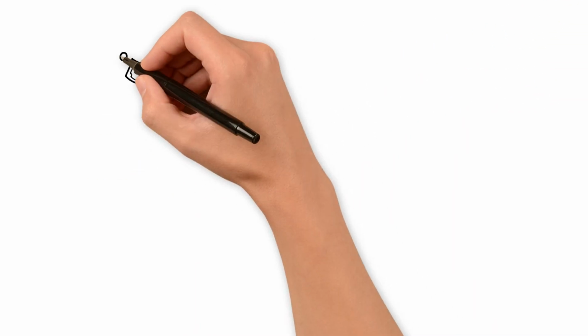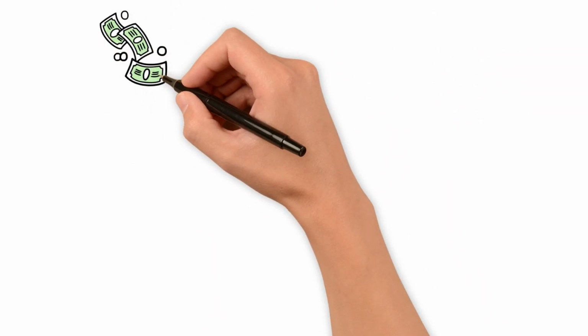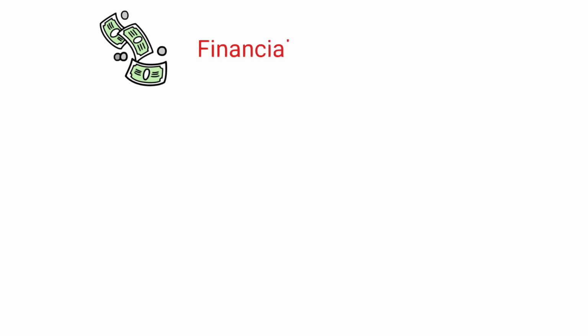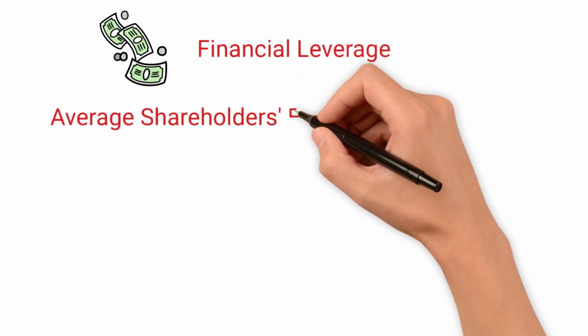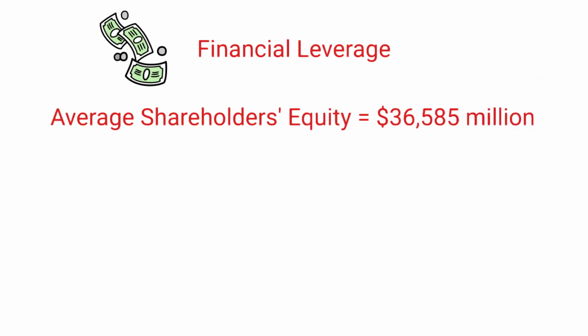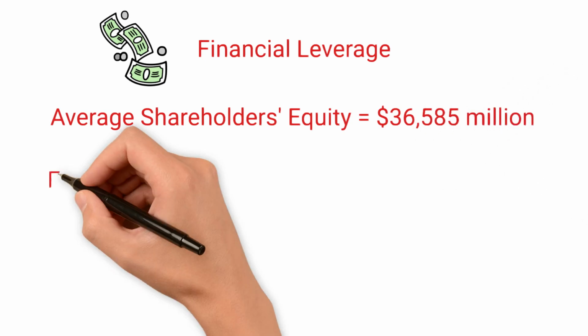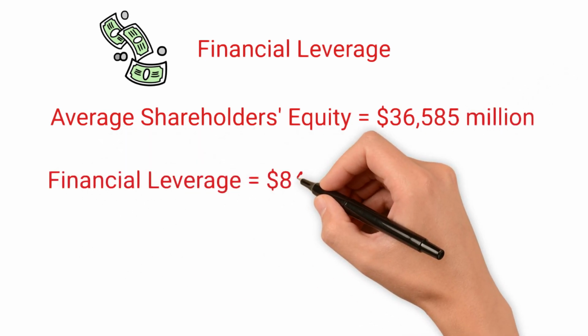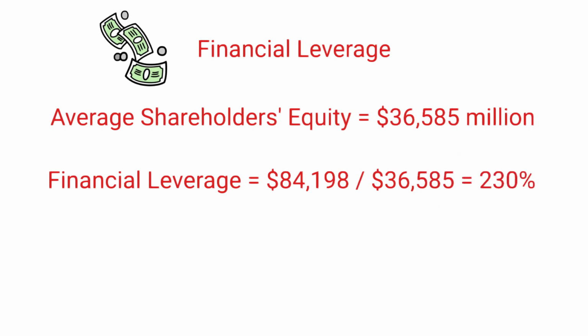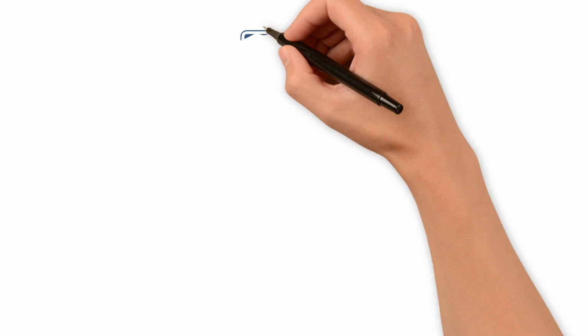Finally, we have financial leverage. To calculate financial leverage, you need information about the average shareholders' equity over the period. So the average shareholders' equity was 36,585 million. So plugging in the numbers, we get a financial leverage of 2.3, or 230%.